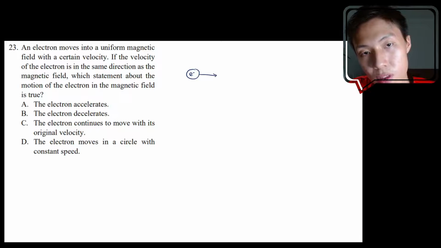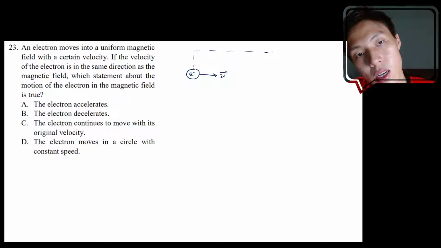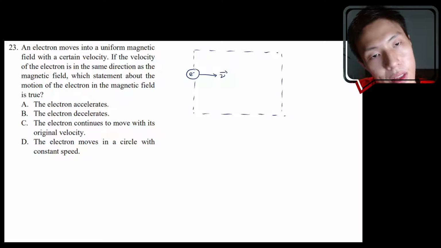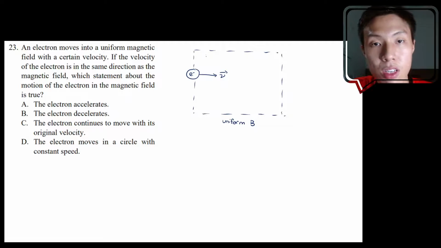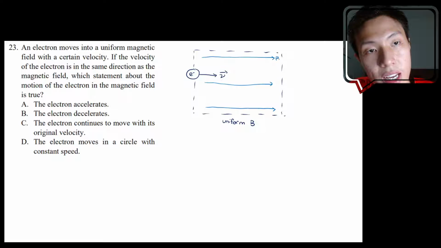So let's draw a certain velocity to the right. This region here is going to have a uniform magnetic field, uniform B. If the velocity of the electron is in the same direction as the magnetic field, okay, they are providing some clue about the direction of the magnetic field. It's the same direction as the velocity. So you can draw your magnetic field to be pointing to the right as well. Okay, so I label this as B.